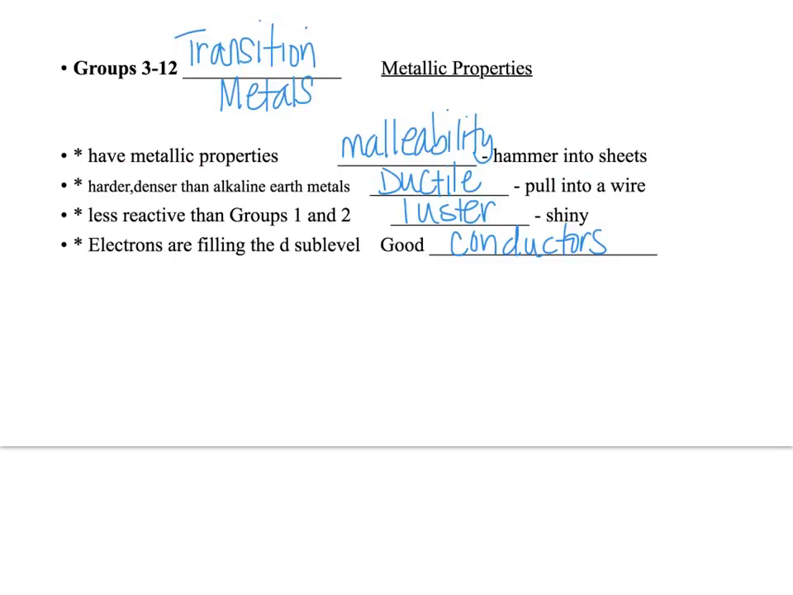Next up, we have our transition metals. They are all metals which have the classic metallic properties that we're used to thinking of, like malleability, which is hammering into thin sheets. Think of foil. Ductile, which is pulling it into a wire, copper wire in a lot of electronics as an example. Metals have luster, which means they are shiny, and of course metals are good conductors. The transition metals are less reactive than groups 1 and 2, and they're also harder and denser than the alkaline earth metals. And if you remember from last unit, the electrons are filling the d sublevel.